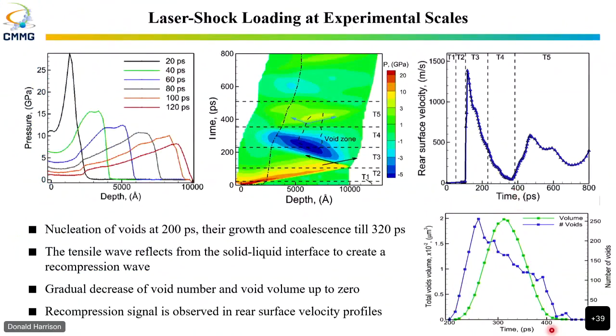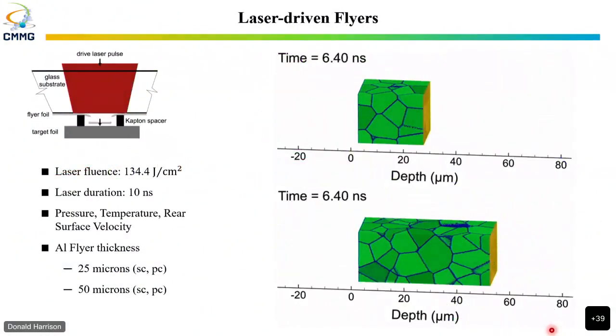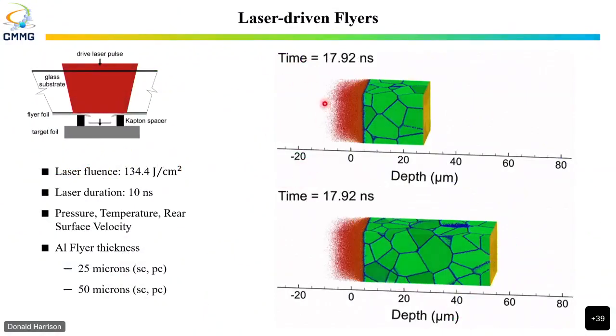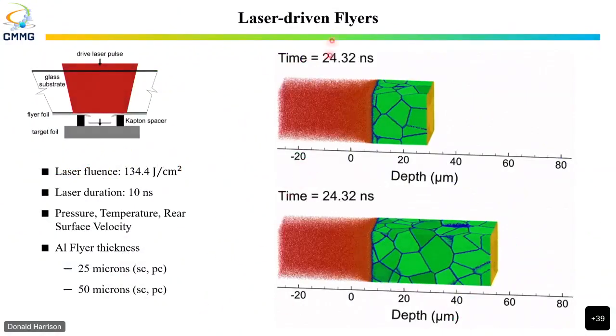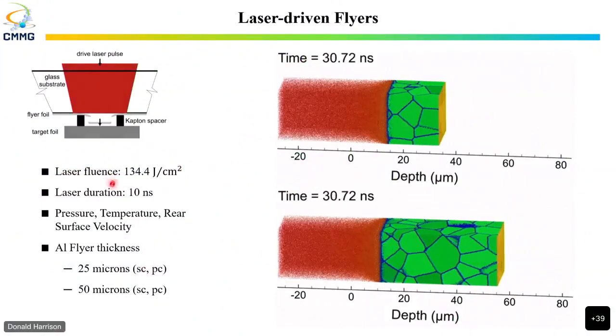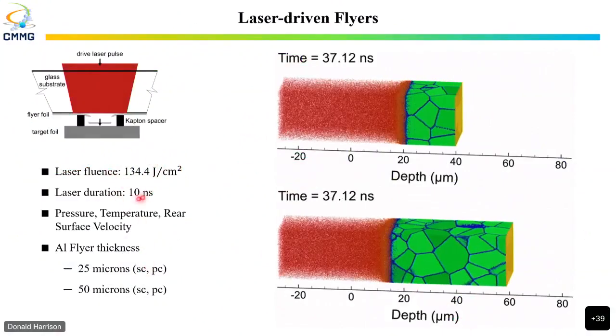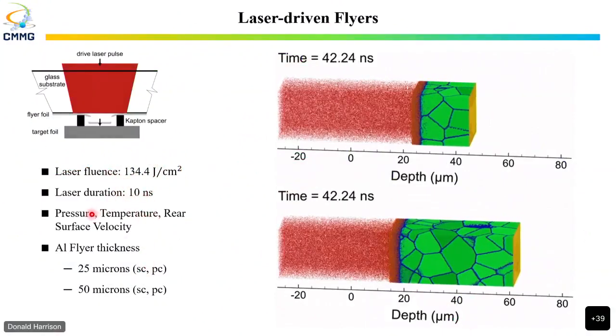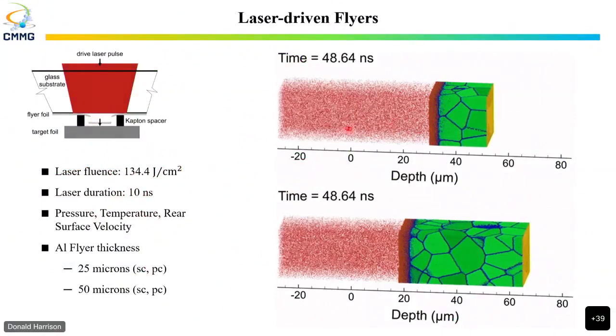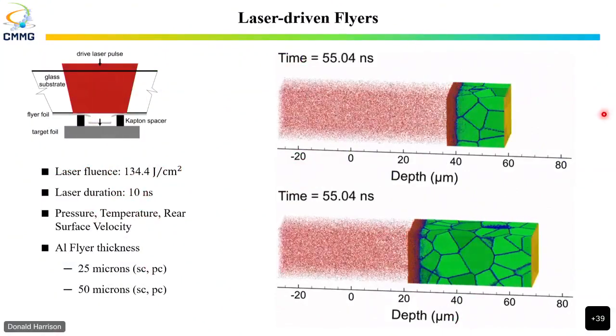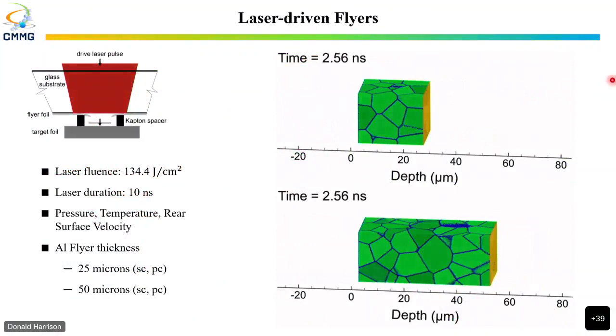The next and final thing is thinking about laser-driven flyers. The same idea over here. We have samples now which are 25 microns and 50 microns. We are driving them with a laser of 134 joules per centimeter squared, with a pulse duration of 10 nanoseconds. You can see that the ablated plume is driving these flyers away, which is what you typically get in an experiment as it interacts with the laser.